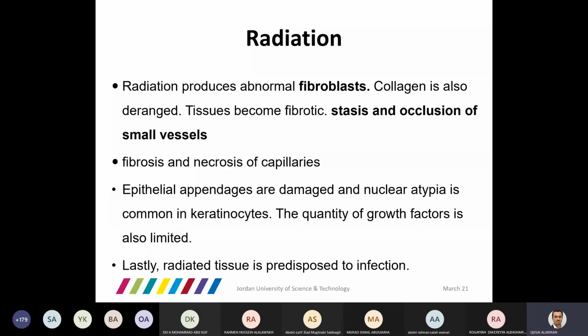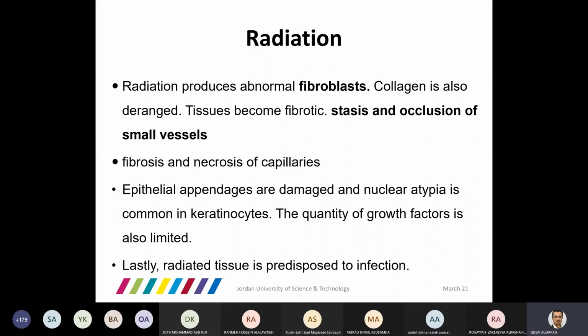Radiation, again, it can lead early on to stasis and occlusion in the small vessels. هذول المرضى cancer patients who have radiotherapy, it can cause occlusion of the small capillary vessels, and this will lead to ischemia. Later on, it causes fibrosis and tissue scarring, and this will affect the healing, wound healing.